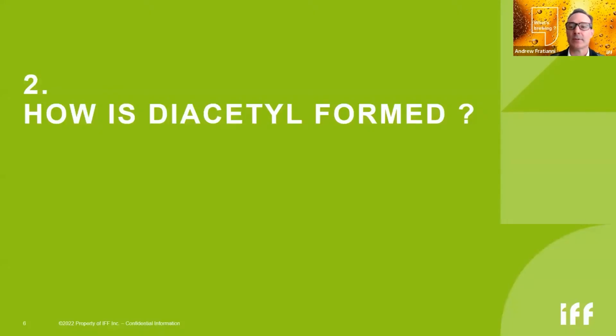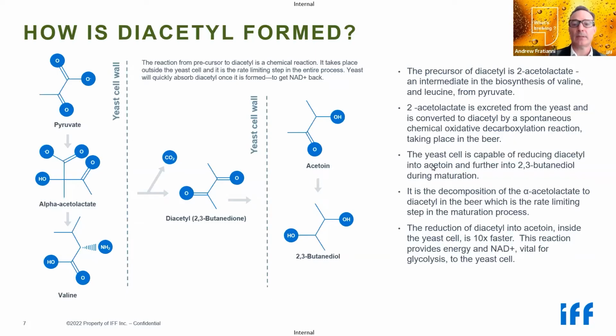So how is it formed? Diacetyl is formed in a few different steps. It begins as the precursor, if you're looking all the way here on the left, as alpha acetolactate. Now, this is a precursor to the formation of the amino acid valine. So if yeast needs valine, it's going to synthesize that within the cell.